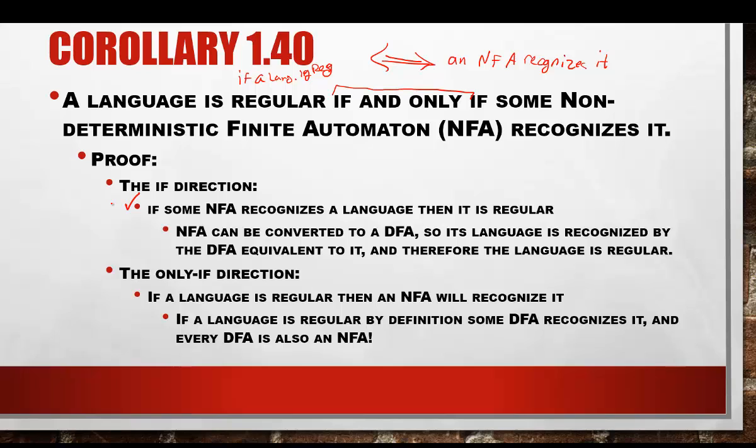The reverse direction, or the only if direction, states that if a language is regular, then an NFA recognizes it. We say, from the definition earlier, that a language is regular if some DFA recognizes it. That's by definition. Also, we know that NFAs are generalizations of DFAs, so every DFA is an NFA. So this proves the second direction. If a language is regular, some DFA recognizes it, and the DFA is an NFA, therefore some NFA recognizes it, and it proves the reverse direction of our implication.